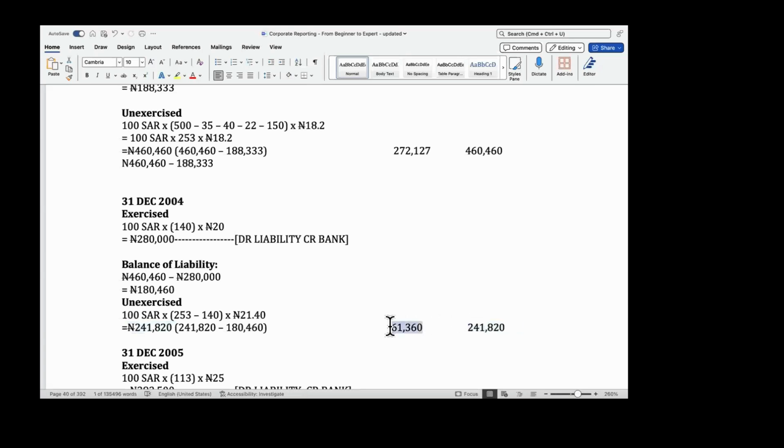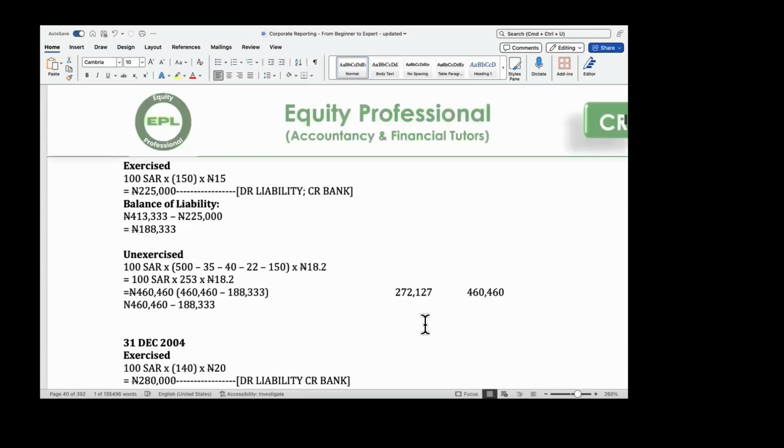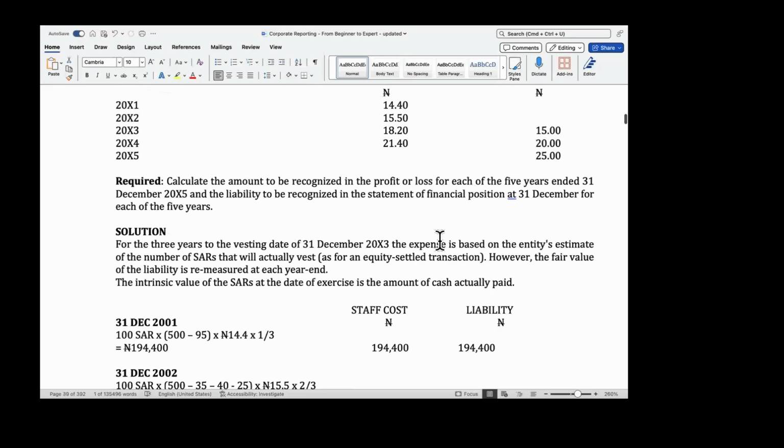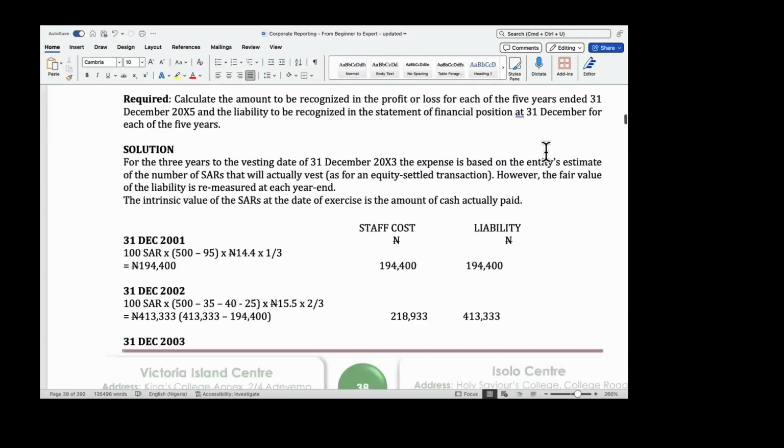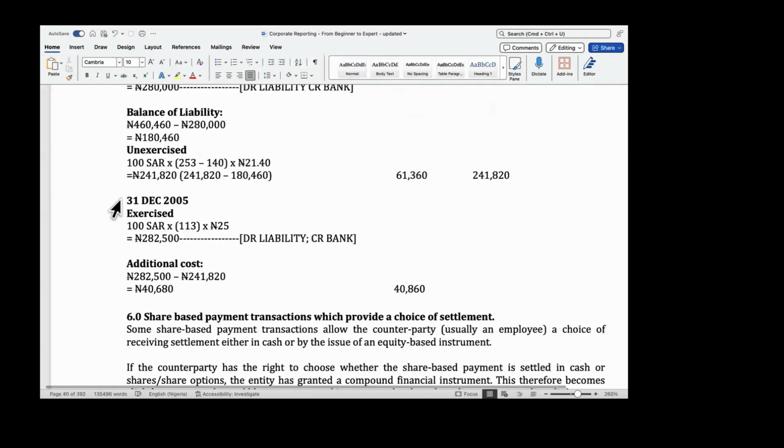What goes to my P&L is the increase in the liability. Don't forget, the balance of my liability was 180,460. It has increased to 241,820. So there's an increase of 61,360. Then the question told us that the remaining 113 exercised their right at the end of 2005. So in 2005, the remaining 113 employees exercise their rights, and I will need to pay those remaining. So 113 times 100 share appreciation rights multiplied by the intrinsic value gives me 282,500.